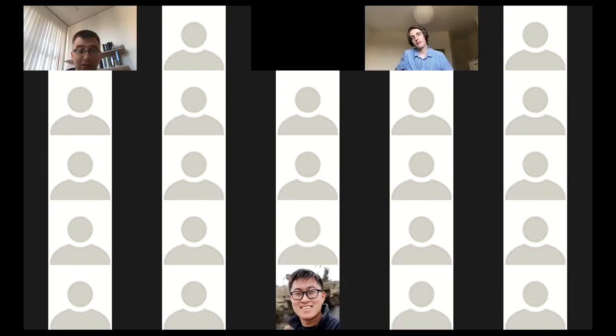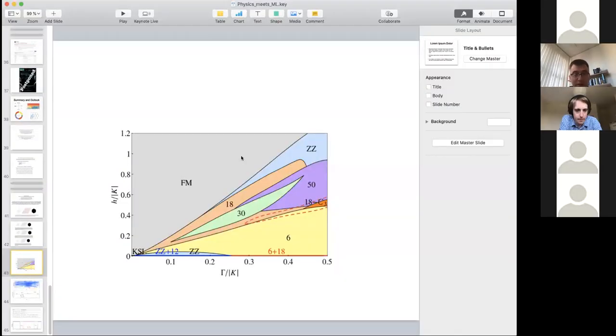These are not yet the phases. So I can show you, for instance, is this still on screen sharing? I'm not sure. Okay. So this is, for instance, for the Kitaev, a phase diagram of the Toronto group, Young by Kim. So they vary gamma over K and H over K. And so I was talking about the zero field only. And so they claim that the Kitaev spin liquid is essentially not stable. It's just a single point.